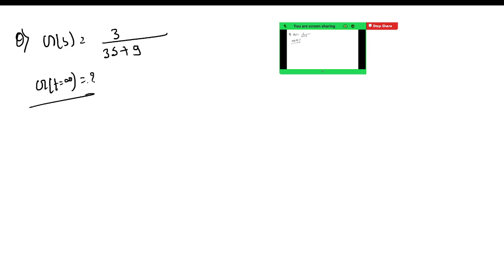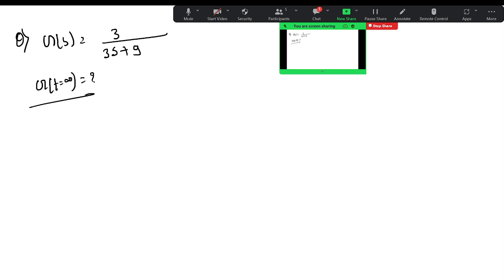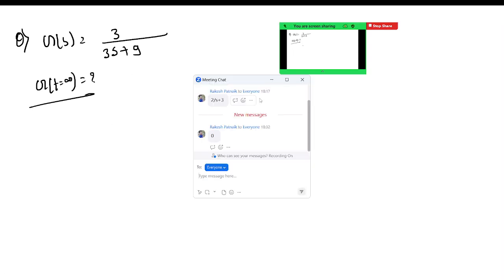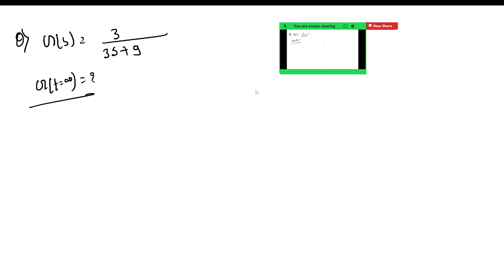Okay, if you don't have any doubt, then I'm giving you the simplest question. Let's say G(s) equals 3 upon 3s plus 9. Calculate the value of g(t) as t tends to infinity. This is the simplest thing I can give you. Just calculate the value and tell me what the value of g(t) at infinity will be. Fast. Okay, 0. Let's see. Anyone else?